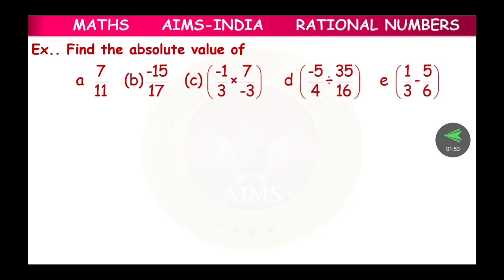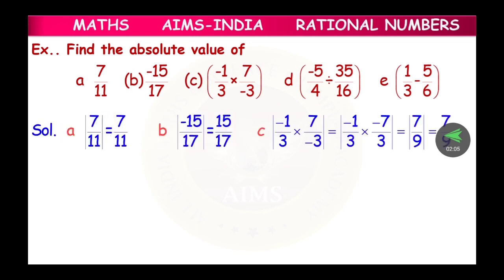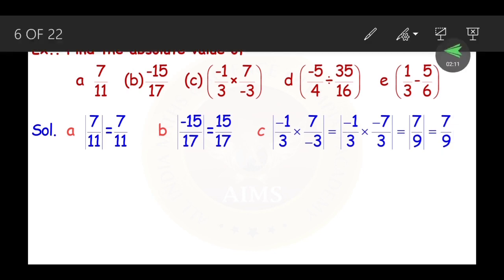So let's see some examples. Find the absolute value of these. For all these values, we have to find the absolute value. So A, B, C, D, E, 5 questions are there. How can we find it here? The absolute value of 7 by 11 is 7 by 11 only. Here minus 15 by 7. For the numerator part, a negative sign is there, but the absolute value is always non-negative. So this negative rational number, after taking the absolute value, will become positive.